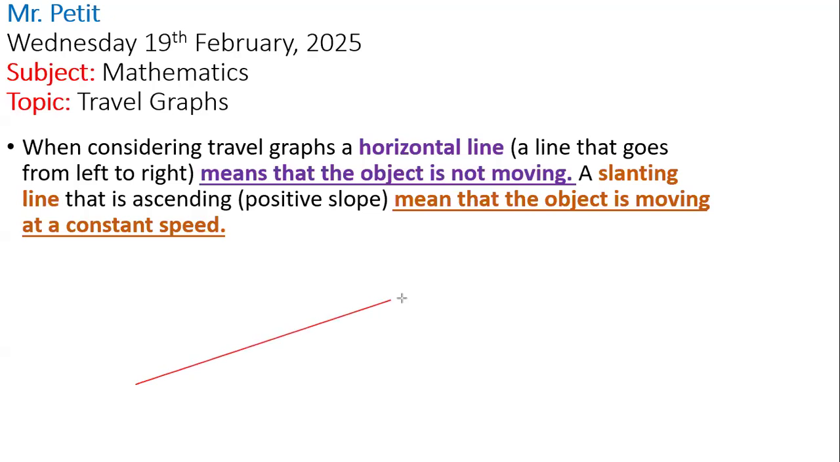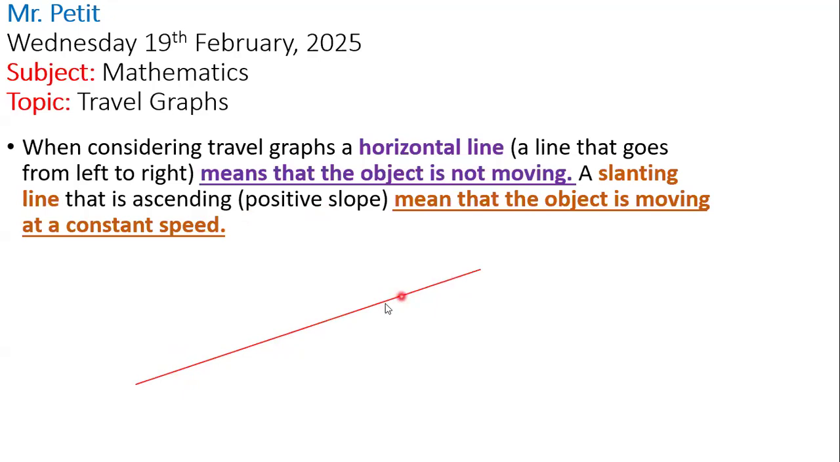This right here is the slanting line. It means that the object is moving, and it's moving, and it's moving. It has a positive slope. It's ascending. So that means that the object is moving at constant speed, all right?